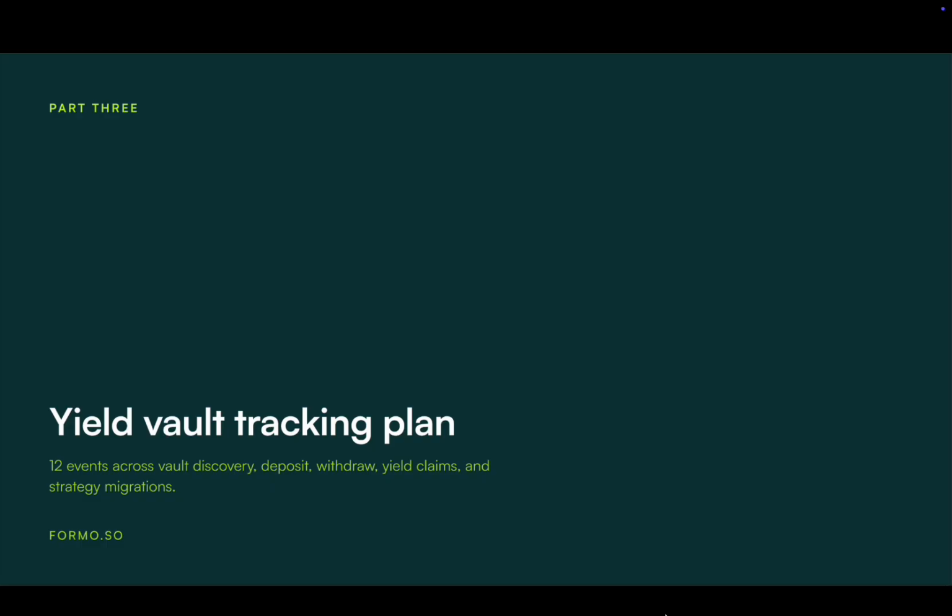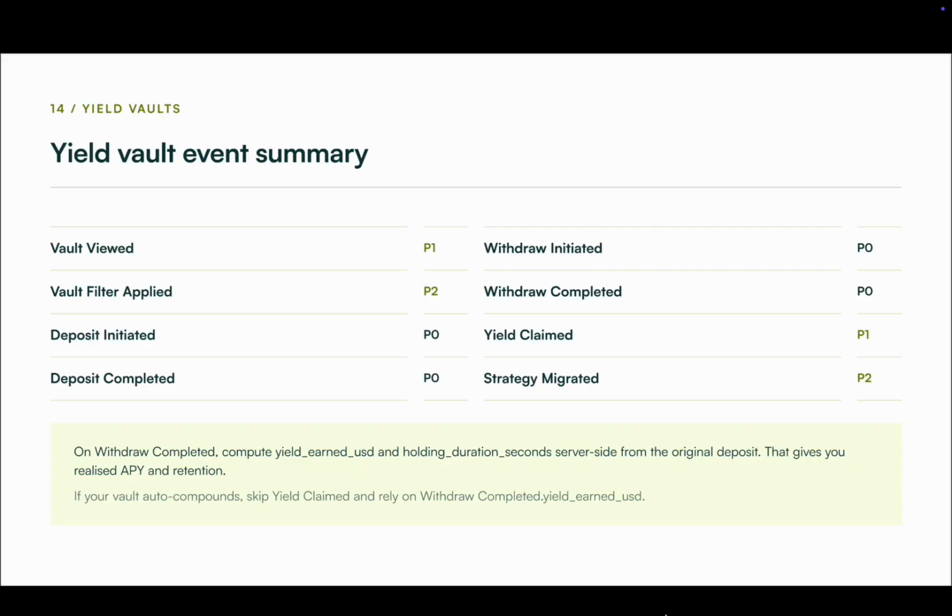The third app type is yield vaults. The yield vault tracking plan covers 12 events across vault discovery, deposits, withdrawals, yield claims, and strategy migrations. The core goal is understanding not only when capital enters a vault, but how long it stays and what happens when the user exits. For vaults, the core P0 events are deposit initiated, deposit completed, withdraw initiated, and withdraw completed. Vault viewed and vault filter applied support discovery, while yield claimed and strategy migrated round out the supporting events.